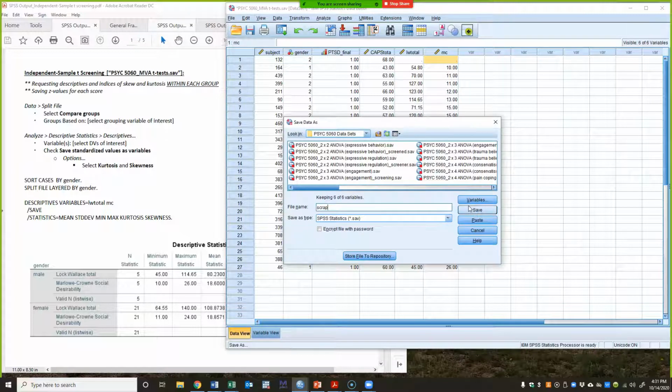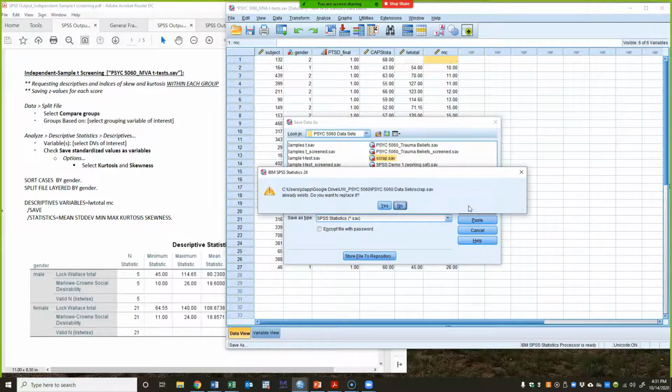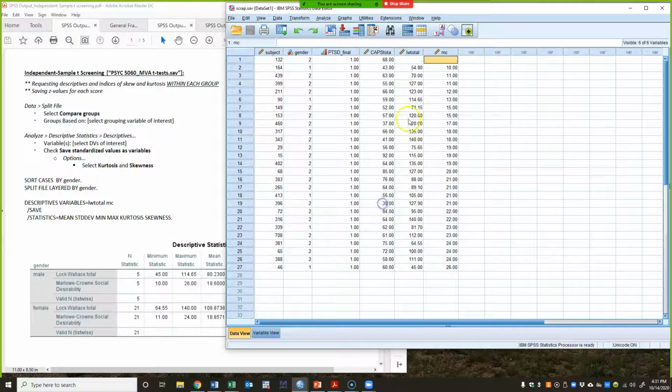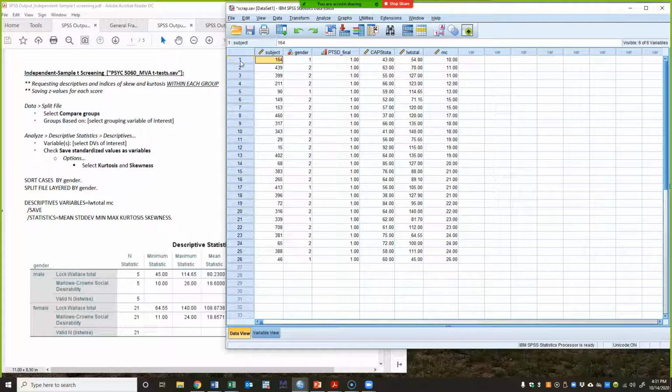I'm going to call this scrap. If you were doing it, you'd probably call it a working set or something like that. Saving it so that you're not working with your original data, because I'm going to record somewhere that case 132 was missing scores on both my outcome variables, and I would want to make note of that. So I've got one case with missing data.